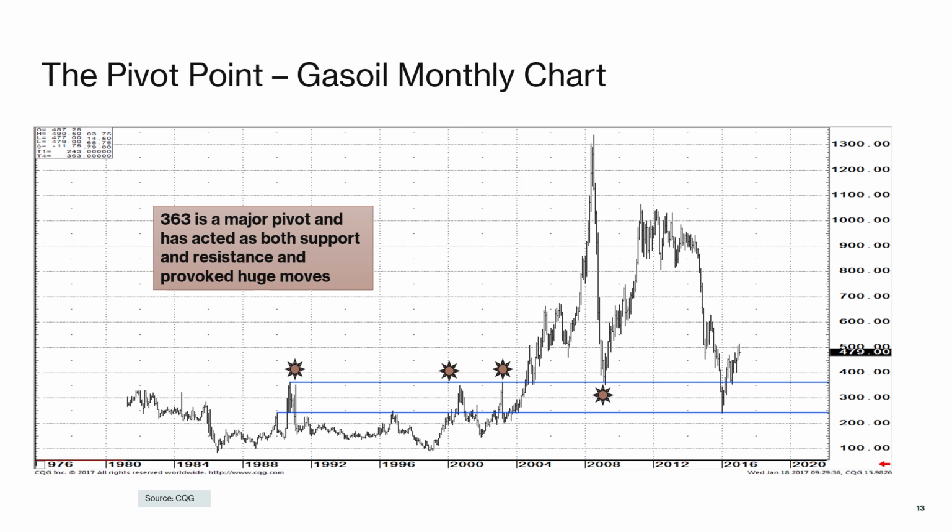This is another example of a pivot point on the gas oil monthly chart. 363 is a major pivot and has acted as both support and resistance and provoked absolutely huge moves. In 1990, in the early 2000s, and in 2003, it acted as resistance. But once it was breached, the subsequent sell-off seen in 2008 sold off to that same level and provided major support.